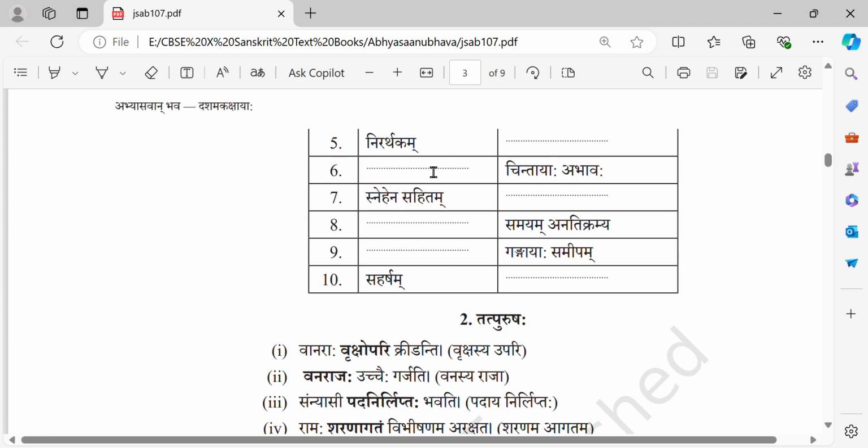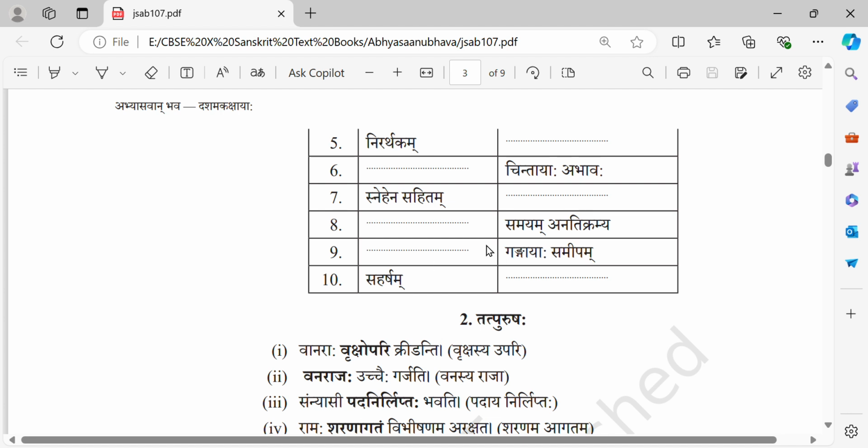Arthasya abhavaha nirarthakam. Chintayaha abhavaha. Meaning of abhava is used here. Scarcity. Chinta, no worry at all. That means nischinta. Snehena sahitam sasneham. Samayam anatikramya yatha samayam. Anatikramya comes whenever yatha comes. Samayam anatikramya, without exceeding the timings. That is yatha samayam, as per the timings.